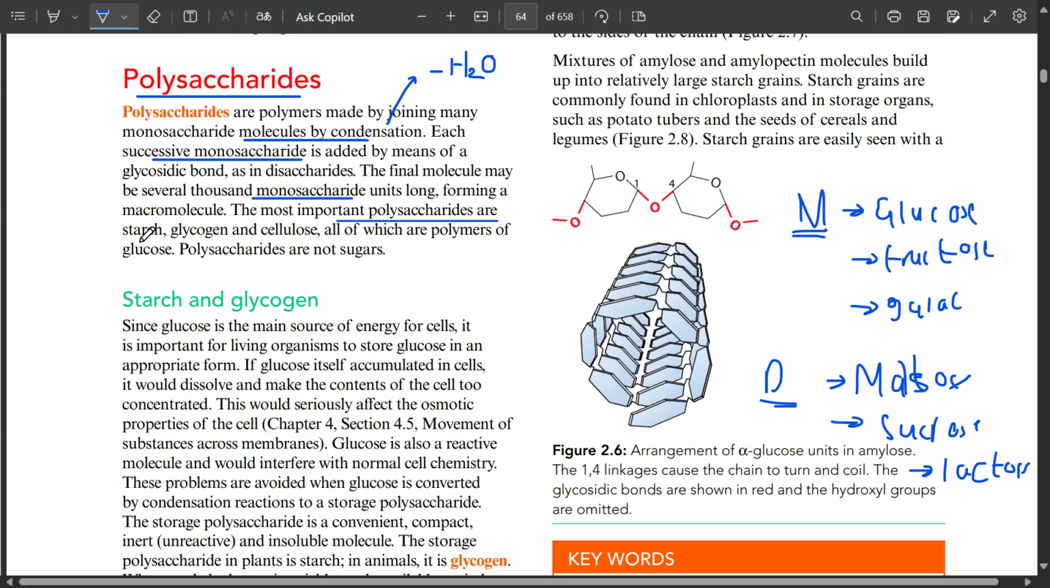Now, the final molecule may be several thousand monosaccharide units long, forming a macromolecule, and the most important polysaccharides are starch, glycogen, and cellulose. These are the three polysaccharides that we are going to study. Can you tell me where have you heard the name of starch before?